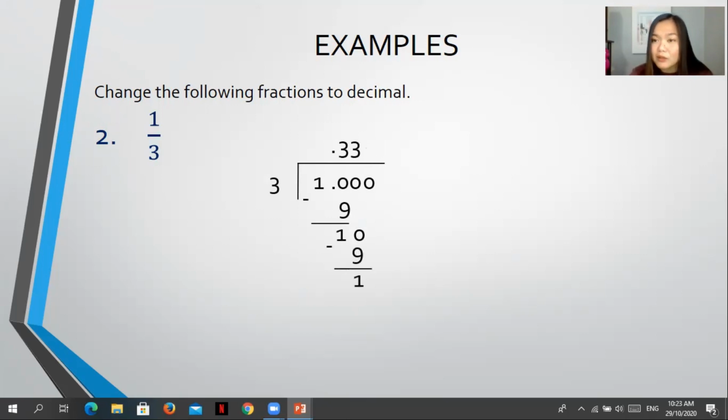If you are not yet satisfied there, add another 0 until you are satisfied. Bring down 0 again. So 10 divided by 3, you have 3. And 3 times 3, you have 9. So, 1. If you are not yet satisfied, just continue doing that.